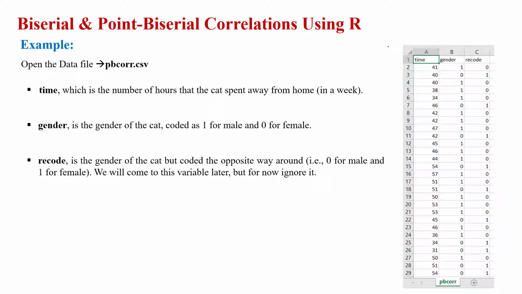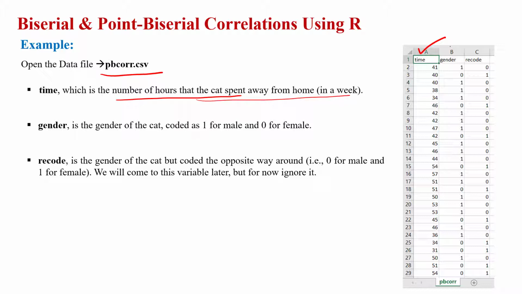So let's see what kind of data we are going to use, and then we will discuss how we can implement them using R as well as how we can interpret the results. The data set is available in this data file, which looks like this, where time is a continuous variable measured in hours. That is basically the number of hours that the cat spent away from home.